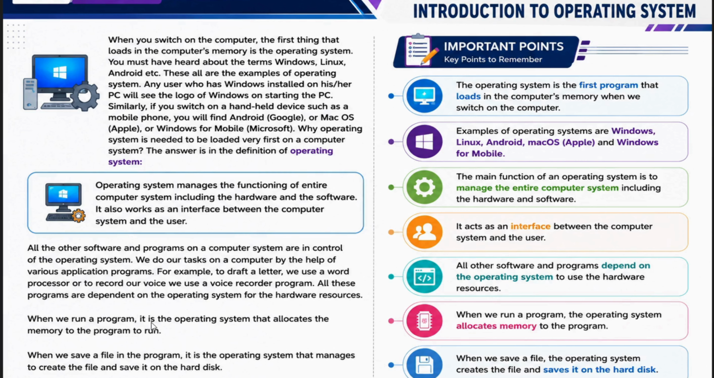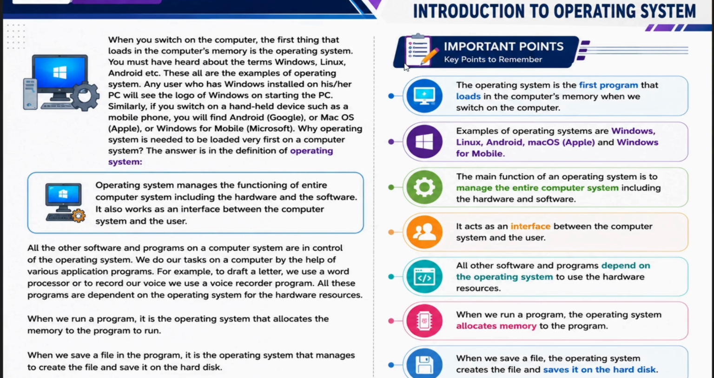When we run a program, it is the operating system that allocates the memory for the program to run. So it is the work of the operating system that the allocation of memory can be done to run any application. When we save a file in the program, it is the operating system that manages to create the file and save it on the hard disk. Again, if we are creating a file and want to save it, the operating system plays a key role to manage the file.